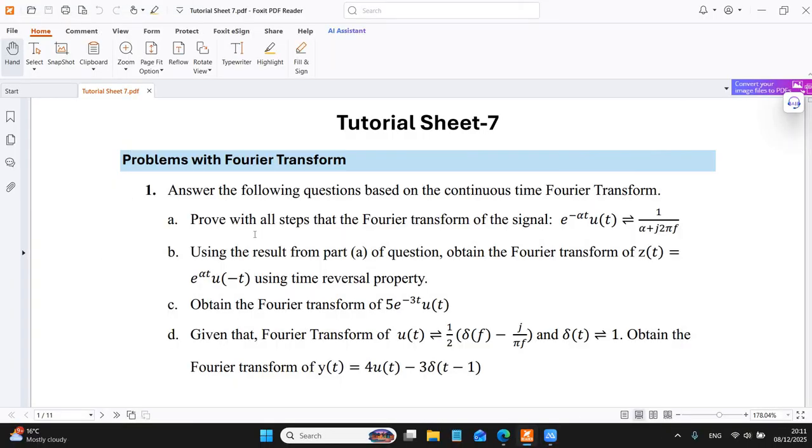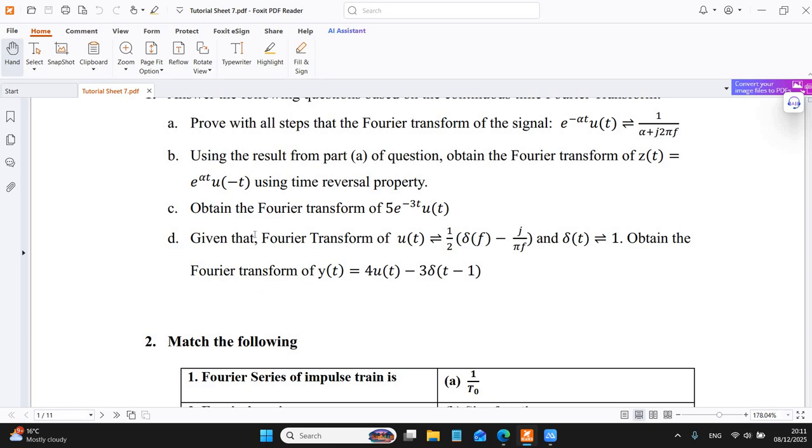Next we will see the Fourier transform for part D of the question. You know that it is given u of t has the Fourier transform half of delta of f minus j over pi f, and delta t has the Fourier transform 1. Then we want to find the Fourier transform of the signal y of t, which is given as 4 times u of t minus 3 times delta of t minus 1.